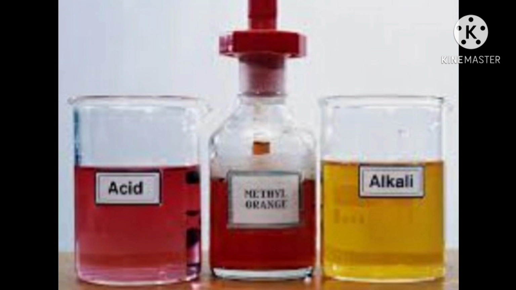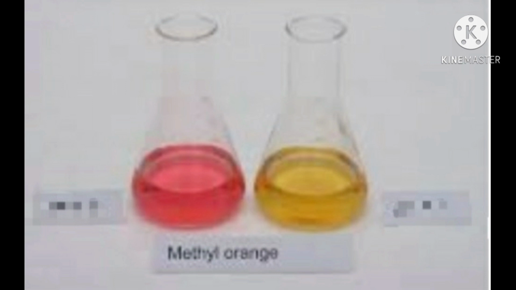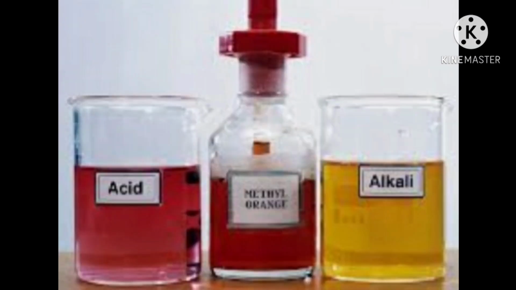Another man-made indicator or indicator used in laboratory is methyl orange. Methyl orange solution is pale yellow in color. It turns pink in acidic solution and yellow color in basic solution.